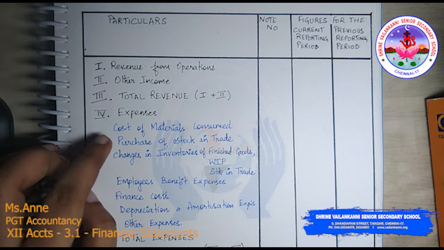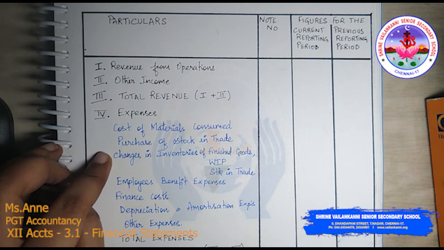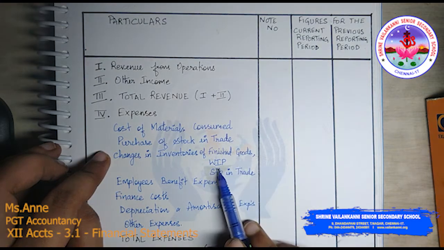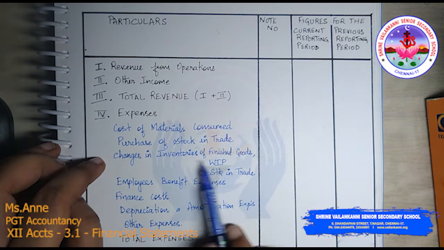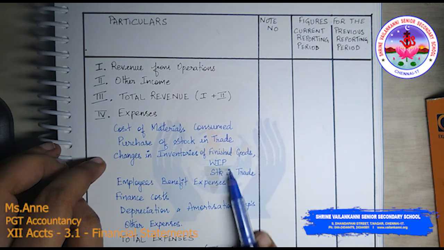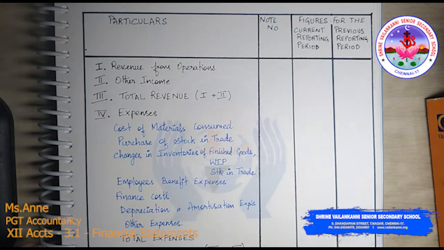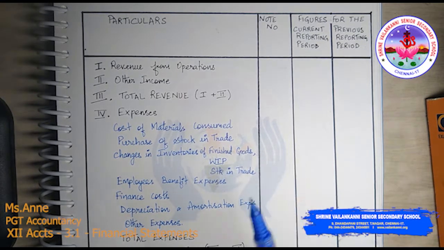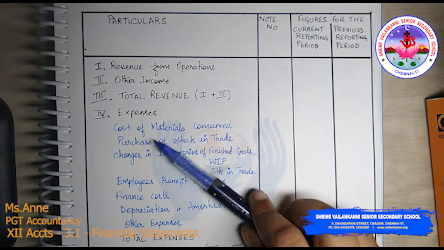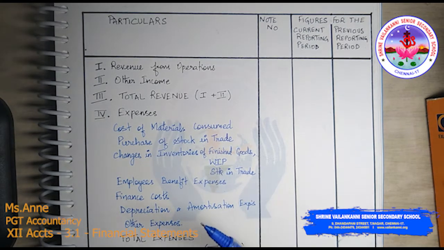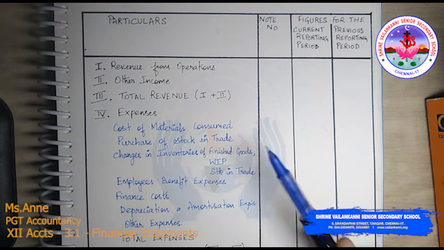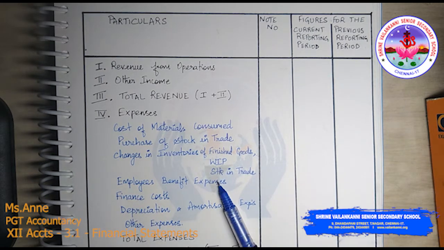Purchase of stock in trade, changes in inventories of finished goods, work in progress, stock in trade. We will try to understand each and every item in depth in the next video. Don't worry about that. As of now, concentrate on which item will come, and in what order it will come. So we are going to focus only on those things. Employee benefit expenses, finance cost, depreciation and amortization expenses, other expenses.